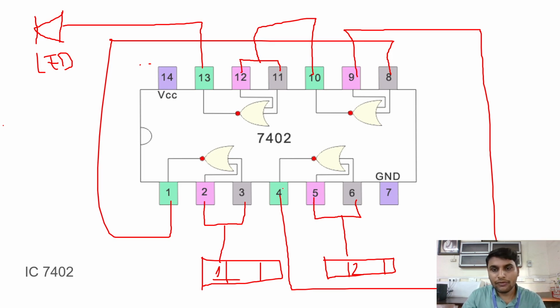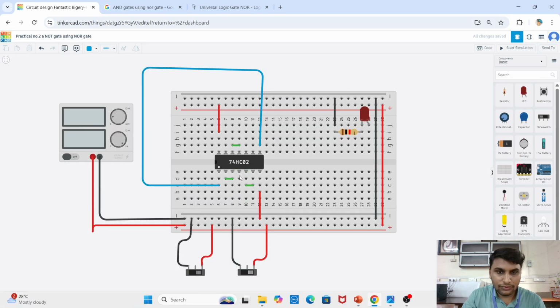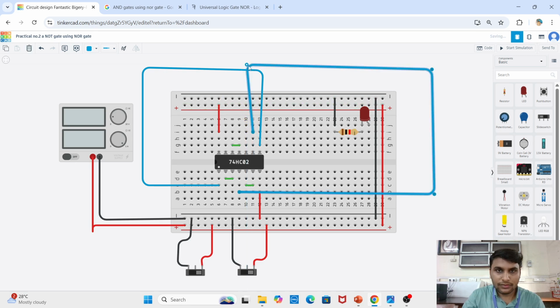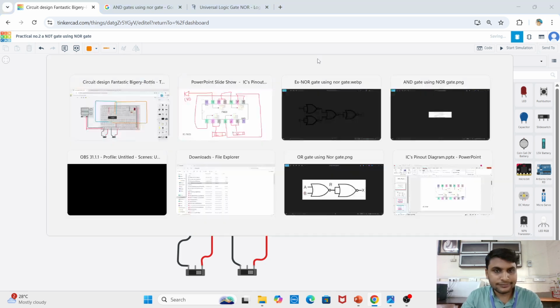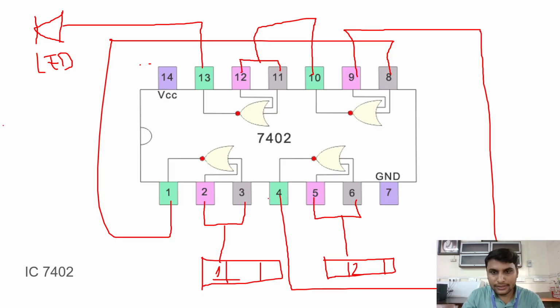Then from pin number 4, it will go to pin number 9, because pin number 4 is the output of the second gate and pin number 9 is the input of the third gate. So from pin number 4, it will go to pin number 9. Do the connections accordingly. Change the wire color for a difference. Okay, then from pin number 10, it will go to 11, or 12.